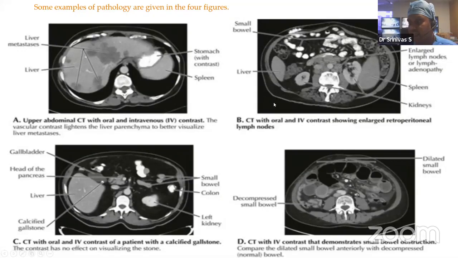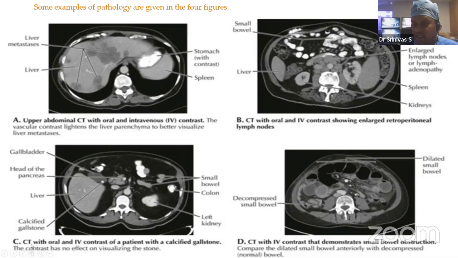The slide B shows CT with oral and IV contrast showing large, enlarged retroperitoneal lymph nodes. Usually, the center should be present with the small bowels, but here these are large lymph nodes, or we will call them lymphadenopathy.